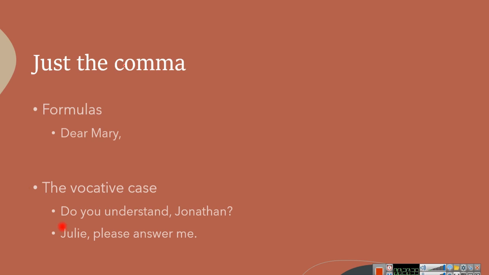So for example, do you understand, Jonathan? I'm using the comma because I'm talking to him, to Jonathan. Now, Julie, please answer me. Imagine this as opposed to Julie please answer me. The reason why we omit it when we write is because when we talk, we don't imagine a comma right there. Julie, please answer me. However, when we write, it's very important to signal it because we need to separate the subject from the predicate.